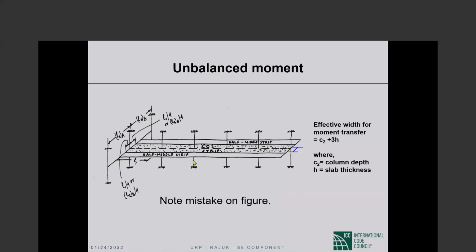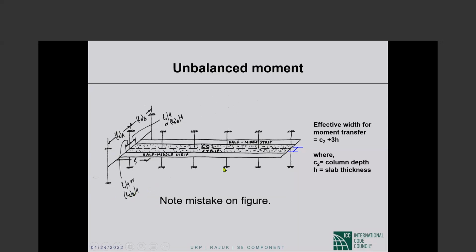Okay. So the width of this column strip is L sub 1 divided by 4, or L sub 2b divided by 4, whichever is the smaller of the two. You know that, right? The width of this half column strip is L sub 1 by 4 or L sub 2a over 4, whichever is the smaller of the two. This b is a mistake. It should be a, and I couldn't correct it on the slide. So this is why I said note mistake on figure. This should be L sub 2a over 4.